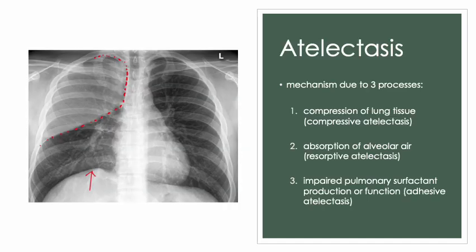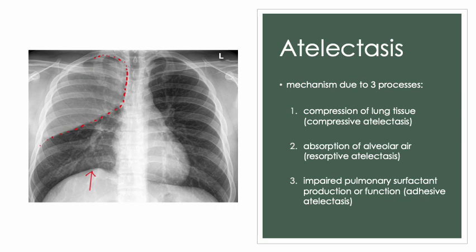I don't feel like a pulmonary physiology lecture would be complete without mentioning atelectasis, because it impacts our job often. The cause or mechanism of atelectasis can be due to three processes, or categories, if you will. First is compression of lung tissue, known as compressive atelectasis. Second is absorptive, or alveolar air, or resorptive atelectasis. And third is impaired pulmonary surfactant production or function, known as adhesive atelectasis. Atelectasis is one of the most common respiratory complications in the perioperative period, and it may contribute to significant morbidity and mortality, including the development of pneumonia and acute respiratory failure.